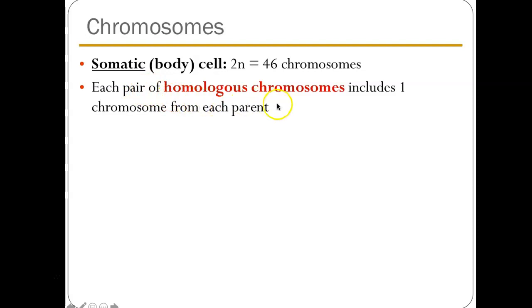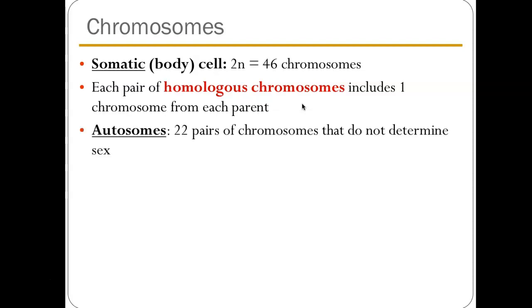Each pair of homologous chromosomes includes 1 chromosome from each parent. I'm going to show you a karyotype again in a minute so I can show you what homologous chromosomes means. That just means chromosome number 1, there are 2 of them, one from mom, one from dad. Those 2 are called homologous chromosomes. They come as a pair. Out of all of the homologous chromosomes, 22 are considered autosomes. They're chromosomes that don't determine sex. And then 1 pair is considered sex chromosomes, X and Y.